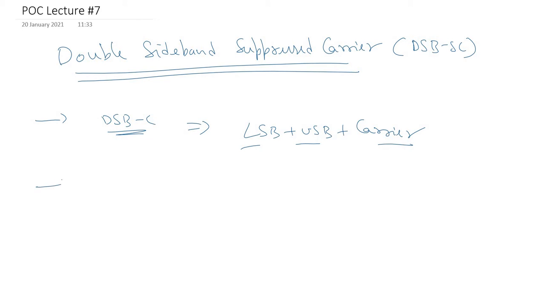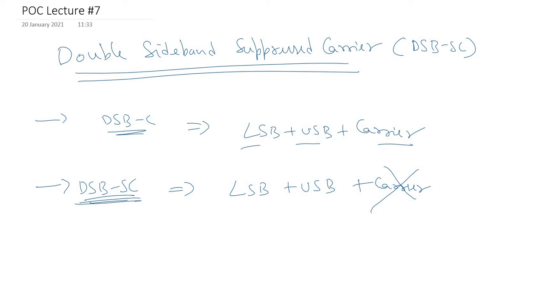While in the case of double sideband suppressed carrier type of modulated signal, as the name suggests, the carrier would be suppressed. So we are left with only the two sidebands, lower sideband and the upper sideband, and the carrier signal is suppressed in case of double sideband suppressed carrier type of amplitude modulated signal.